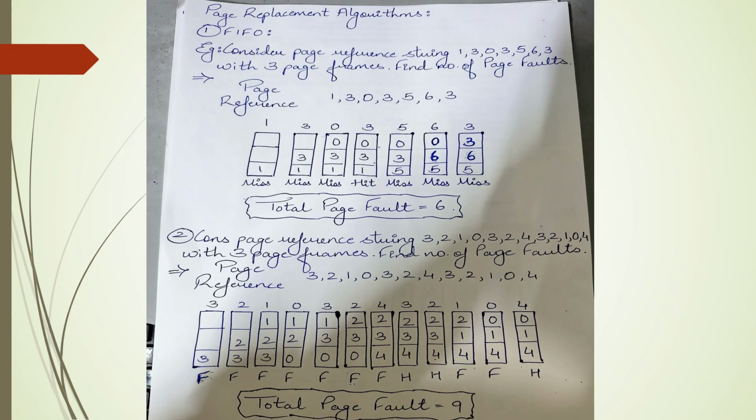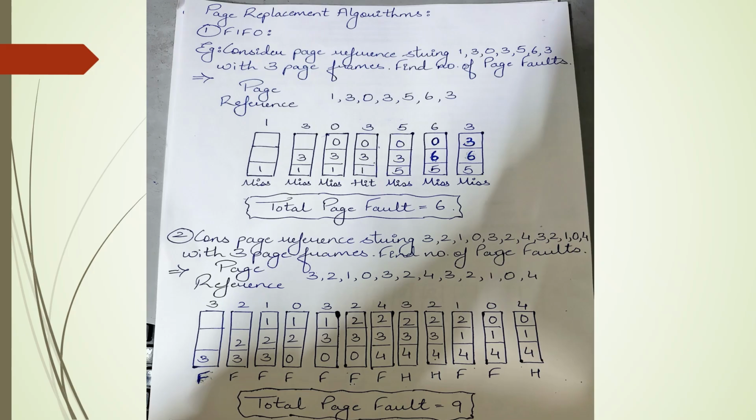Let's look at this first example. The page reference string is given: 1, 3, 0, 3, 5, 6 and 3. Initially, all page frames are empty and the number of page frames given is 3. Page 1 is inserted into memory, so it is loaded. This is a page fault. Next, page 3 is also not present, so it is loaded, another page fault. Then 0 is loaded, again a page fault. The next page is 3. Since it is already present in memory, it is a page hit. So no page replacement is needed.